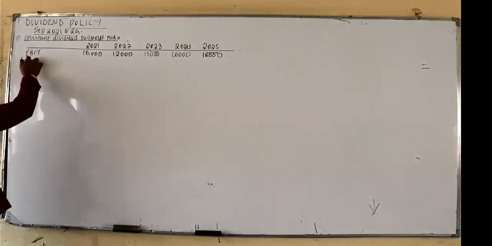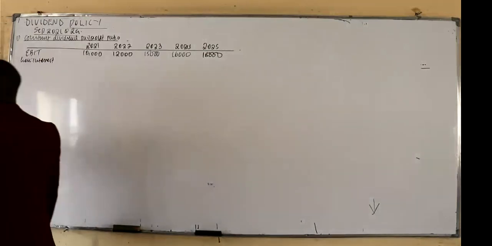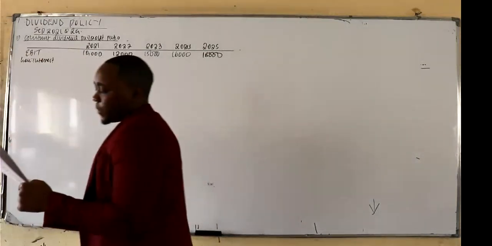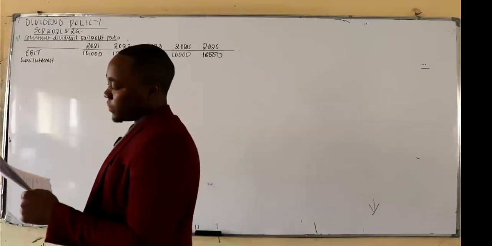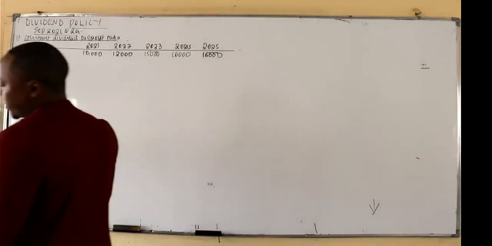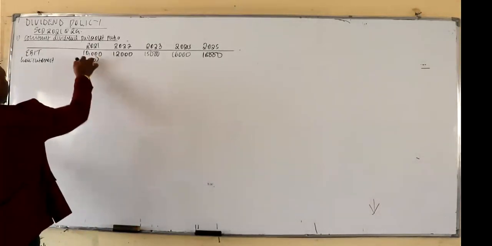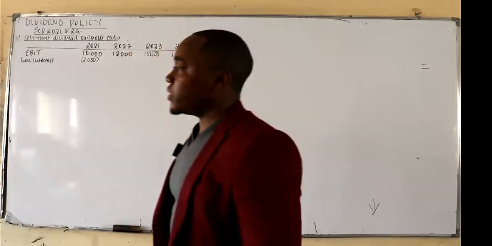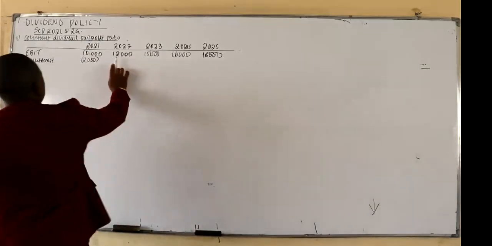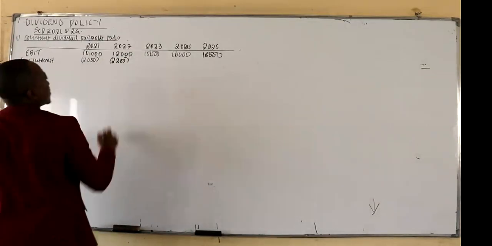Then we deduct the interest. We are told in note number 1 that the firm expects to incur a fixed financing cost, the interest, of 2 million in year 2021, not 20 million. This is expected to rise at a constant rate of 10% each year, so it's expected to increase. So this one will be 2,200.